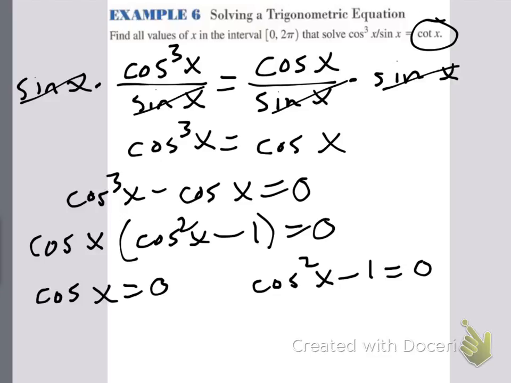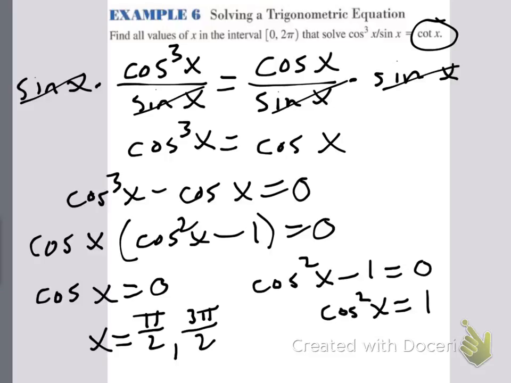Well, where's the cosine 0? The cosine is 0 at pi over 2 and 3 pi over 2. This is where understanding what happened last chapter is important. Add 1 to both sides here, so cosine squared x equals 1. Now, if I take the square root, I have cosine x equals 1. Actually, plus or minus 1, excuse me.